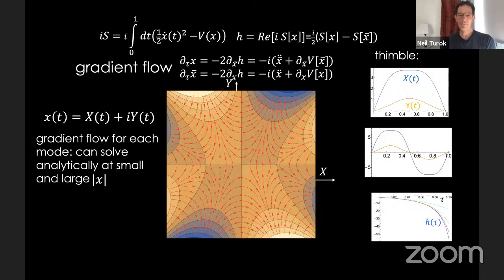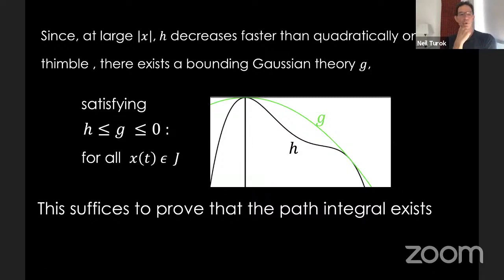At large X, the height function decreases faster than quadratically on the thimble, and one has to show that by analyzing the PDEs, the flow equations. And this means there exists a bounding Gaussian theory. So there's some Gaussian theory which bounds the full nonlinear theory. And so for every complexified path on the thimble, the height function is bounded by a Gaussian theory. And this actually suffices to prove that the path integral exists.